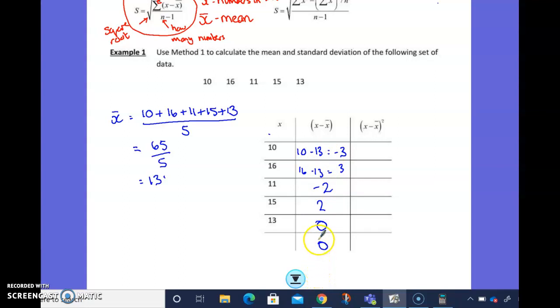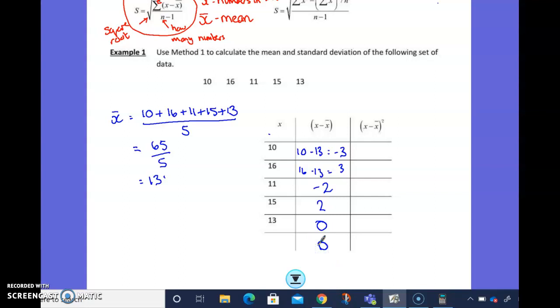If you end up with a mean that's a decimal, you've rounded to get that, then you won't get 0 here. But if you haven't, you should get 0 here, because you're looking at how far all these numbers are away from the mean. You're taking the mean away. To find the mean, you're getting exactly halfway, or the exact average of these numbers, so it should always come out 0.